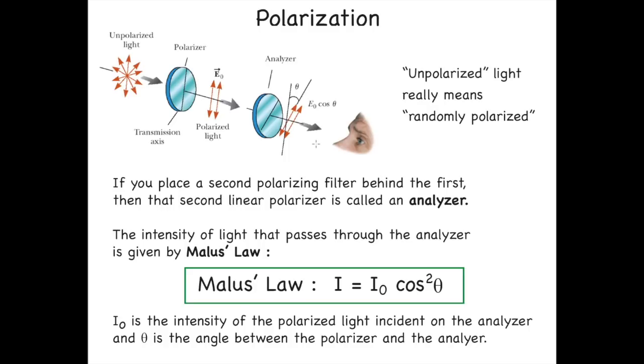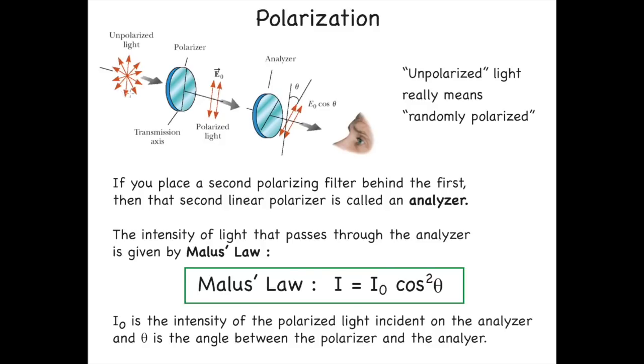Let's look at a case where, if you plug in 45 degrees, cosine of 45 degrees is 0.707, and that squared is 0.5, right? So at 45 degrees, the light coming out is half as intense as the light that was coming in, and it will now be at the 45-degree angle of the analyzer. But let's look at a more general case.